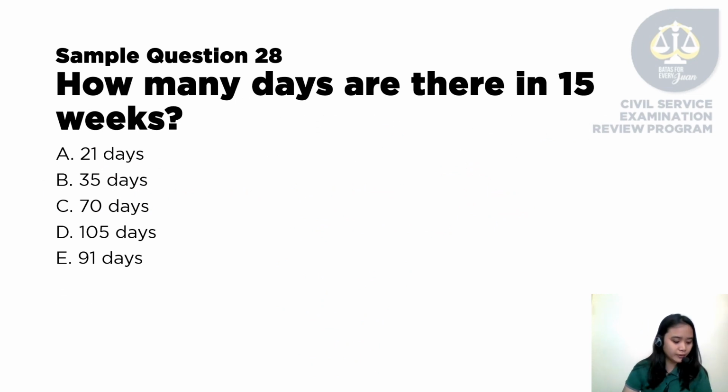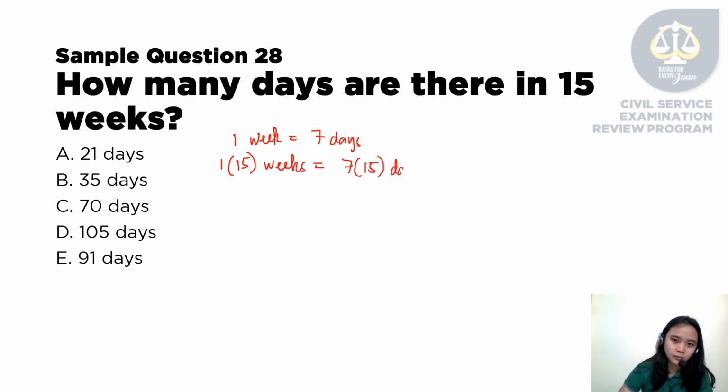Okay. So, sample question 28. How many days are there in 15 weeks? Note that 1 week is equal to 7 days. So, hinahanap natin ilang days daw ang meron sa 15 weeks. Therefore, ang 15 weeks, that is 1 times 15, is equal to 7 times 15 days. Kasi alam natin na 1 week is equal to 7 days. So, ibig sabihin, yung 15 weeks is equal to 7 times 15 days.